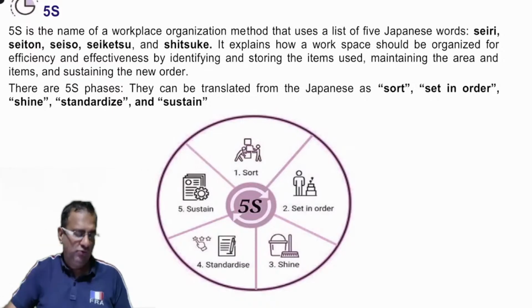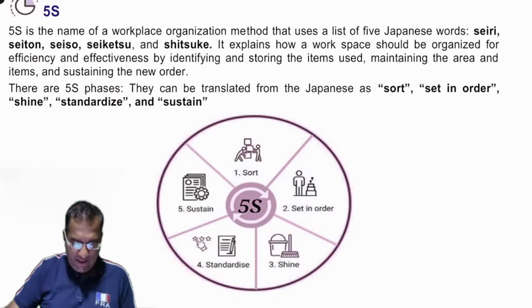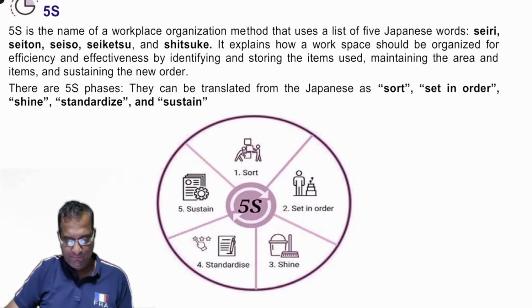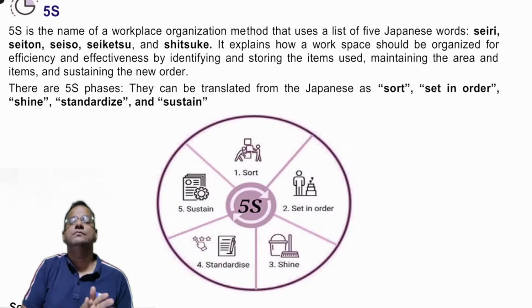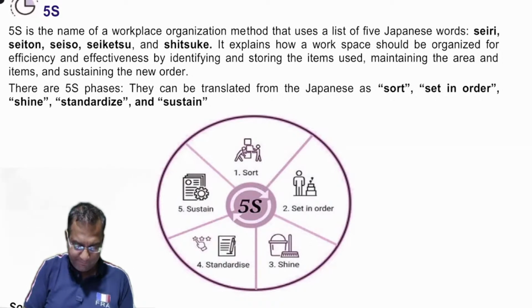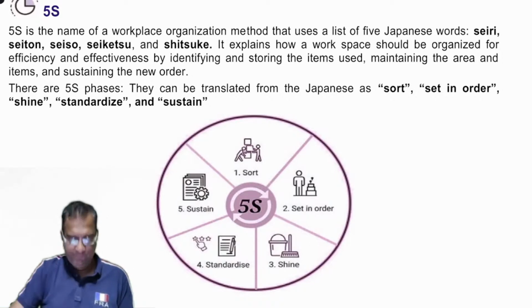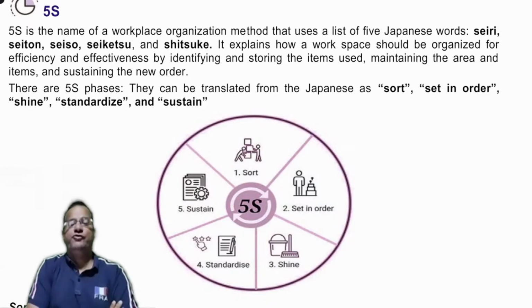Okay, beta? Please write down. Give the heading in your copy: 5S. Write down the very first point. It is a workplace organization method.